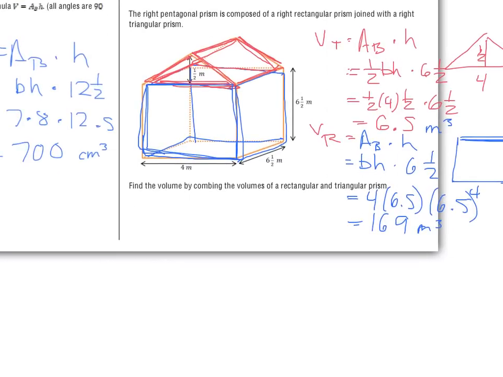So if I want my total volume, I'll just write out this quick equation here. V total is equal to the volume of the triangular prism plus the volume of the rectangular prism. So the triangular prism was 6.5 plus the volume of the rectangular prism, 169. So our total volume is going to be 175.5 meters cubed. Alright.